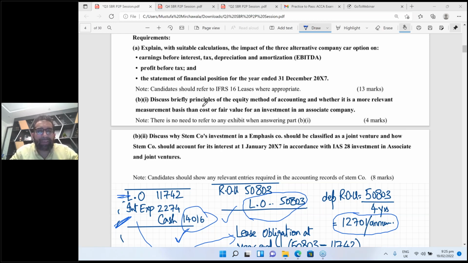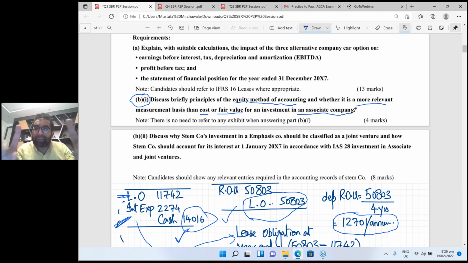Now, first of all, read the requirement B part 1. Why am I discussing this requirement? This is a totally general requirement. Discuss briefly the principles of the equity method of accounting and whether it is a more relevant measurement basis than cost or fair value for an investment in an associate company.